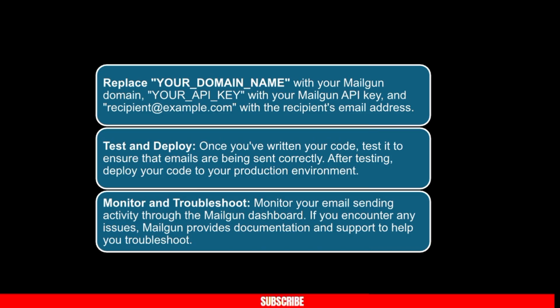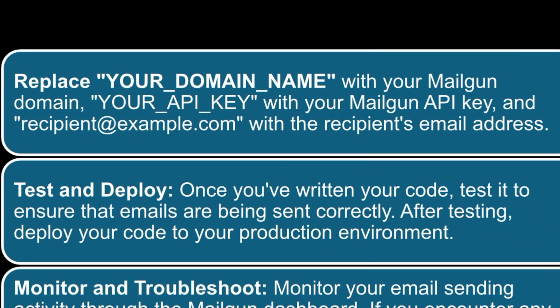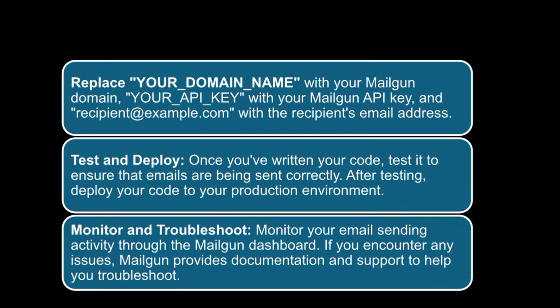Now, replace your domain name with your Mailgun domain. For example, you can see on the screen, replace the API key with your Mailgun API key and recipient at example.com with the recipient's email address.